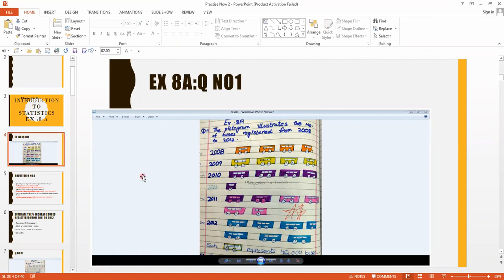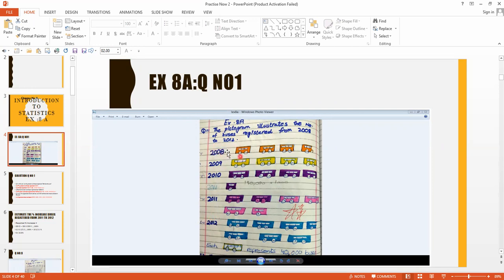Now I think all of you can identify which method of display is given here. Pictogram, because buses are drawn here. So it is an example of a pictogram. This pictogram displays the number of buses registered from 2008 to 2012. And according to this question, each bus represents 40,000 buses. So we have to do this.